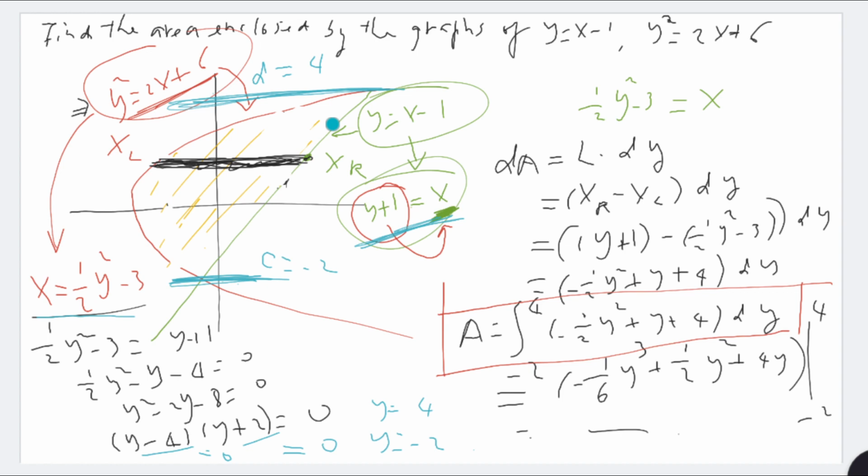All right, so this is how we evaluate the area of the region between two curves. Let's stop here.